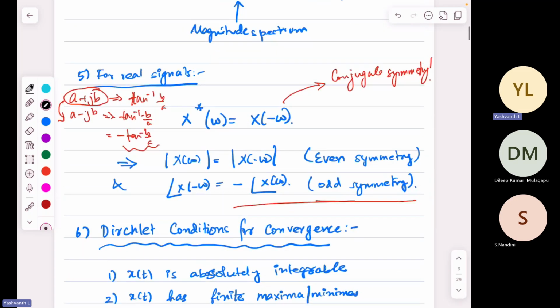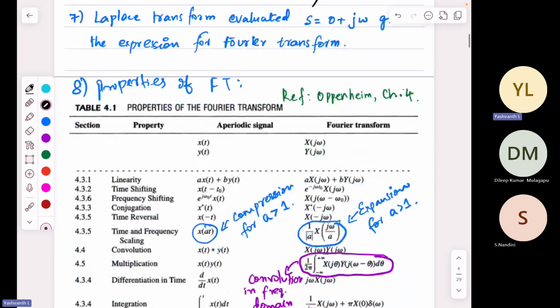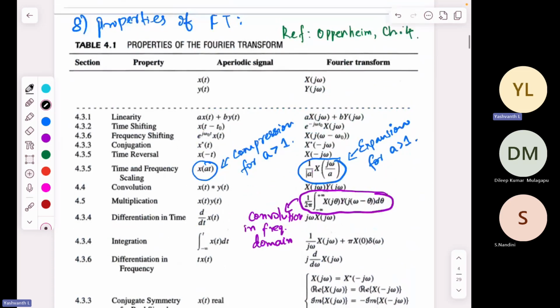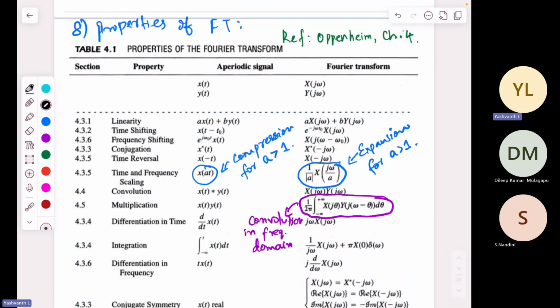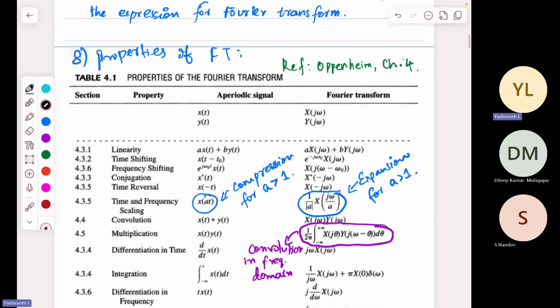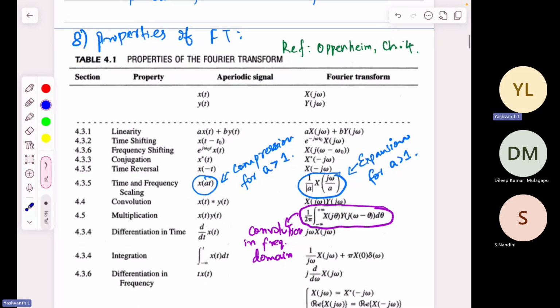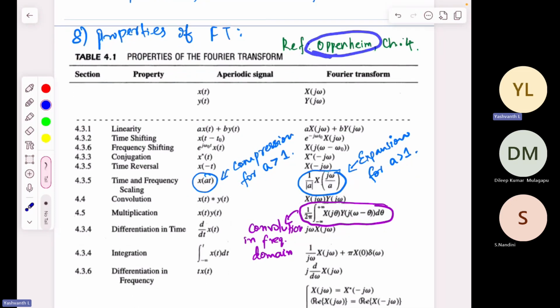Why I'm saying this is that you will now see that the properties of Fourier transforms will be very, very similar to the properties that we have seen for the Laplace transform. So let's look at the four properties of the Fourier transform. The reference from which I've taken this table is the textbook on Signals and Systems by Oppenheim, chapter number 4.